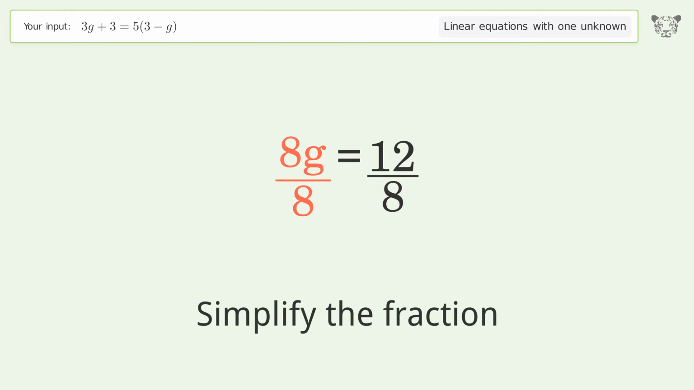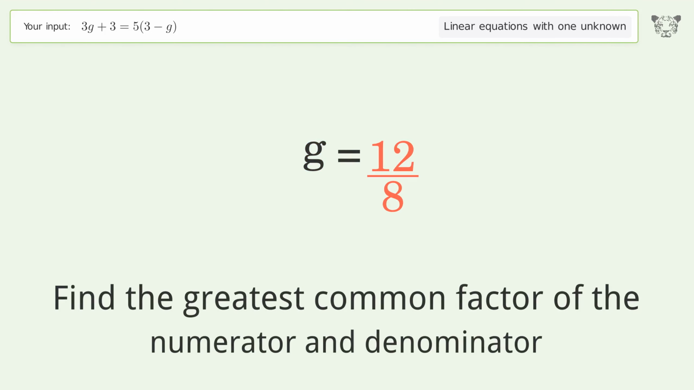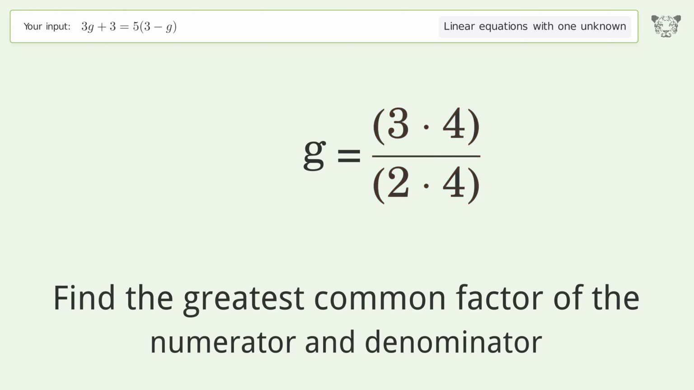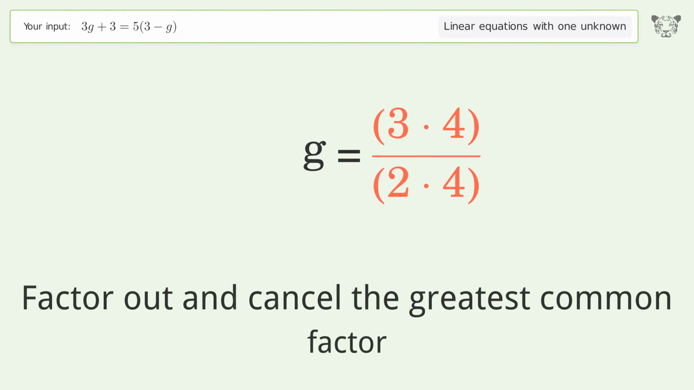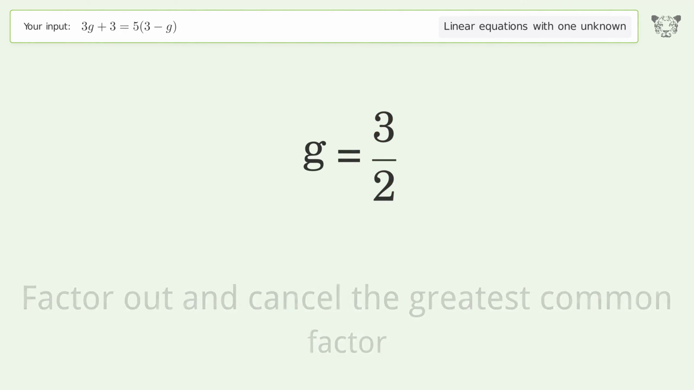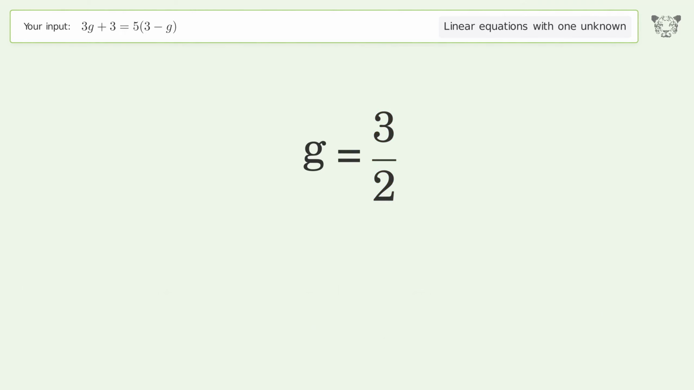Simplify the fraction. Find the greatest common factor of the numerator and denominator. Factor out and cancel the greatest common factor. And so the final result is g equals 3/2.